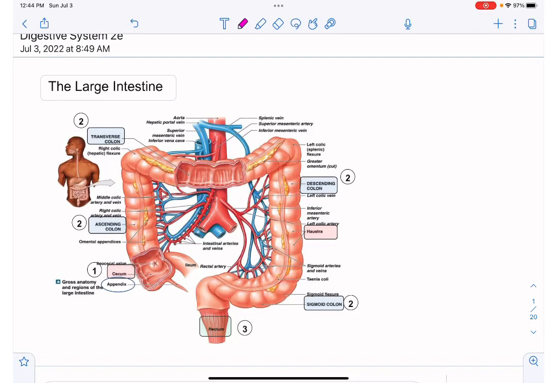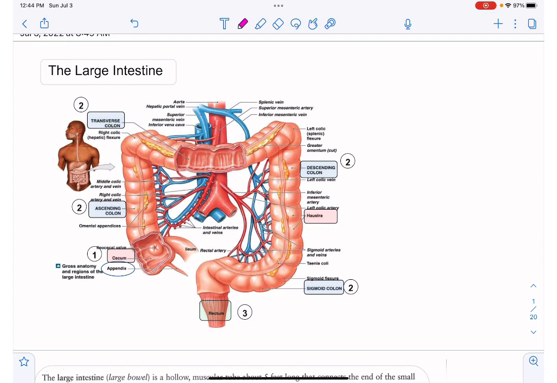Hey everybody, welcome to the last part of the digestive tract, which is the large intestine. And here we are looking at the large intestine. There are three different parts to the large intestine: the cecum, the colon, and the rectum.